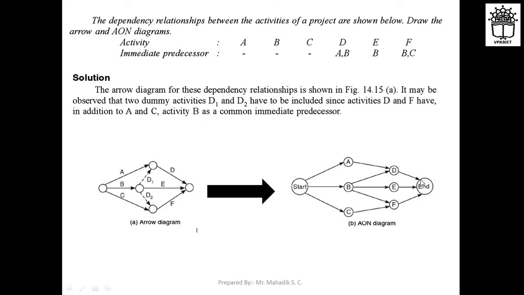Okay, so if we compare the arrow diagram with the AON diagram, in the AON diagram there will not be any need of dummy activity, right? So it will reduce the complications in the network diagram. That is one advantage of the AON diagram.